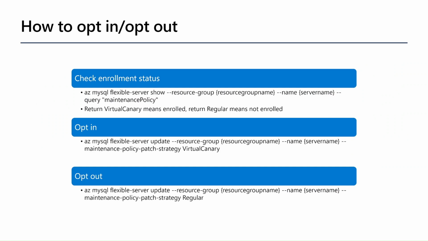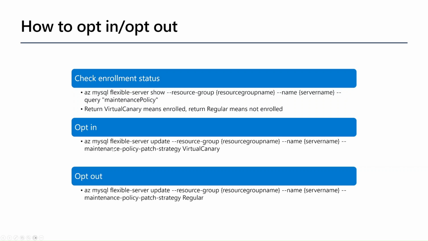How to use Virtual Canary. So first, you need to have the latest version of Azure CLI installed on your system, and then you can open your Azure CLI command console and first log into your Azure account. Then you can check your enrollment status by running the az mysql flexible-server show command and querying the maintenance policy field. If it returns virtual canary, then it means your server has enrolled into the virtual canary. If it returns regular, then it means your server will follow the routine maintenance policy.